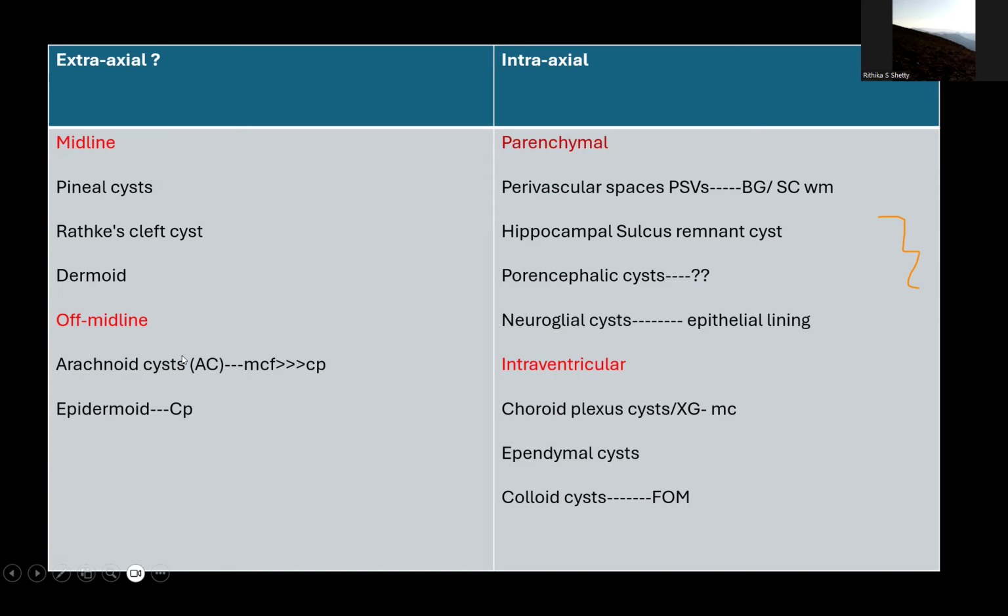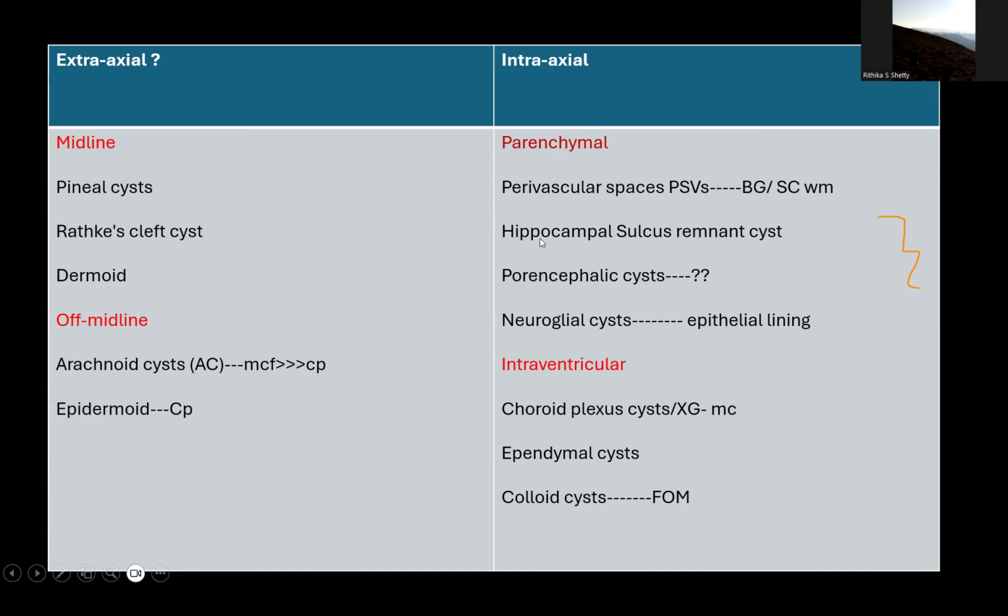Coming to off midline, we have two, that is arachnoid cyst and epidermoid. Here, location we have to remember: arachnoid is most commonly seen in the middle cranial fossa followed by CP angle. But per se, epidermoid is more common in CP angle. Coming to next, intraaxial. In intraaxial, we divide again into two, whether it's parenchymal origin or in the ventricle. In parenchymal, first we have the most common, perivascular spaces cyst, that is Virchow-Robin space cyst, that is most commonly seen around the basal ganglia or subcortical white matter.